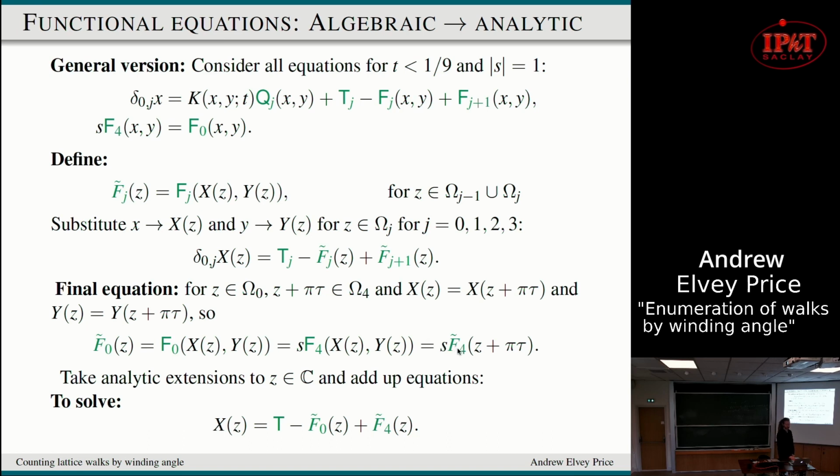Essentially, there's a shift. There was already a factor of s between f of 0 and f of 4 in the functional equations. But now, because of the convergence thing, there's this shift between the input of f of 0 and f of 4. Somehow, when we were considering the equations relating to flux, we had to consider them on different parts of the curve. And anyway, in the end, there's this shift.